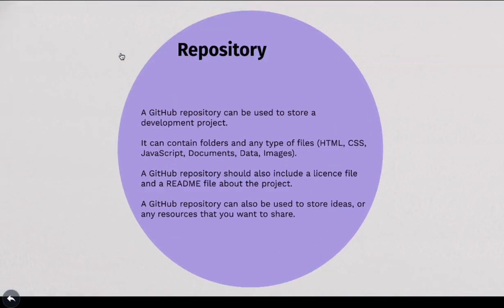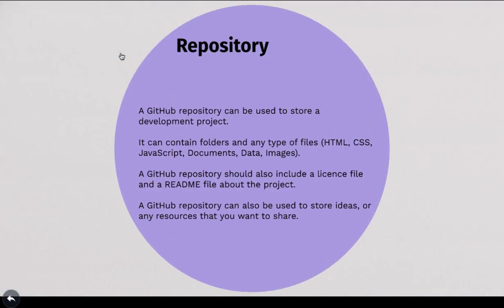Repository. A GitHub repository can be used to store a development project. It can contain folders and any type of files like HTML, CSS, JavaScript, document, data, and images. A GitHub repository should also include a license file and a README file about the project. A GitHub repository can also be used to store ideas or any resources that you want to share.